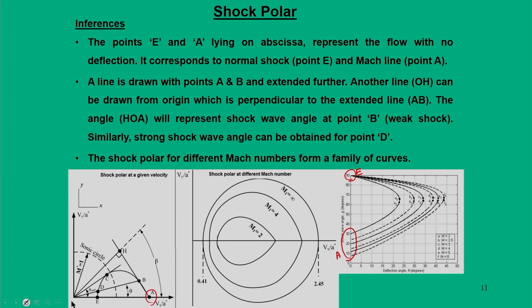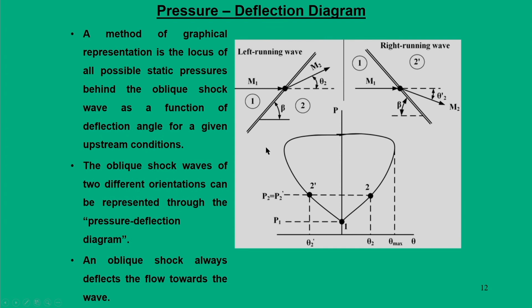and side by side, from the origin one can draw a line OH which is normal to this curve AB. So, we have the angle OHA as 90 degrees. Another angle we have is AOH, which is nothing but beta, and it represents the shock wave angle. So, this is all about the shock polar.